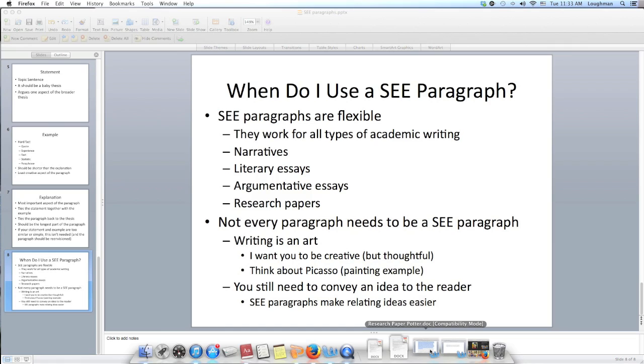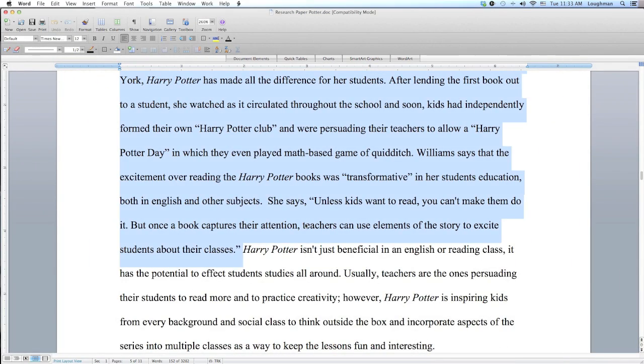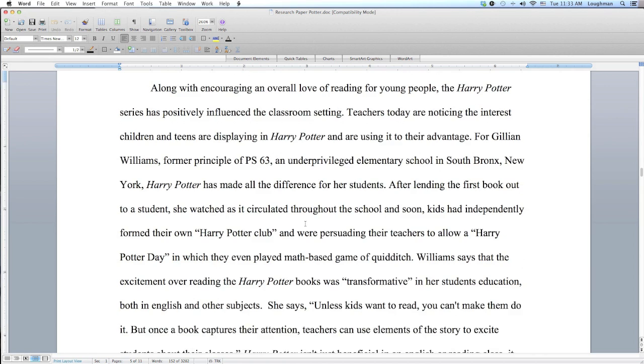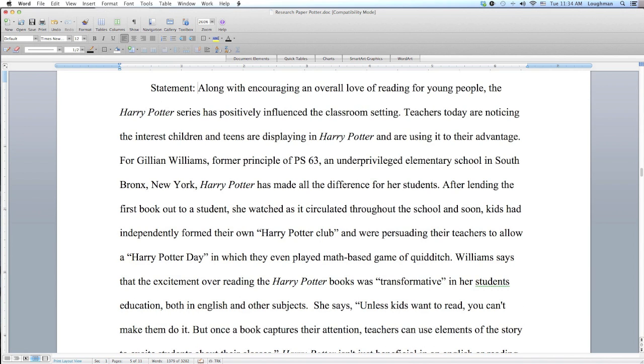Lastly, let me show you, here's an essay on Harry Potter. And it's not a perfect C paragraph, but it's something to look at. So here you have, along with encouraging an overall love of reading for young people, the Harry Potter series has positively influenced the classroom setting. So here's the author's main point right here. Positively influence the classroom setting. So I know in this paragraph, this author is going to argue about classroom setting and Harry Potter being a positive influence. That's in the topic sentence. This is a statement.